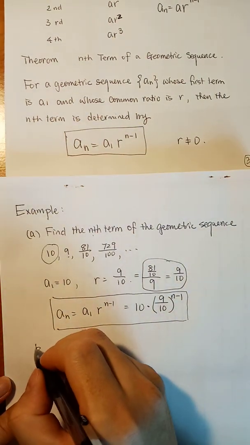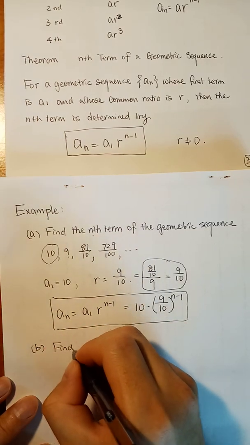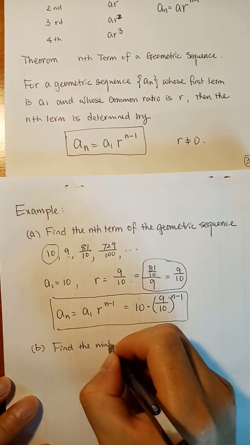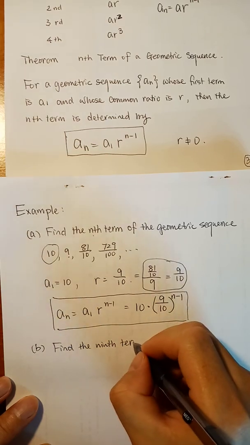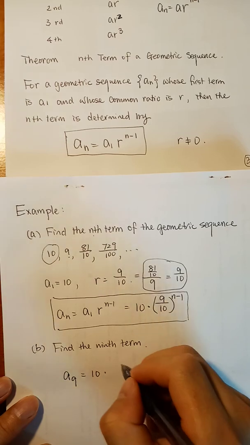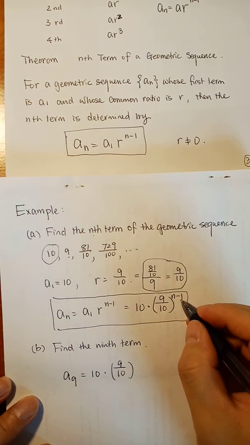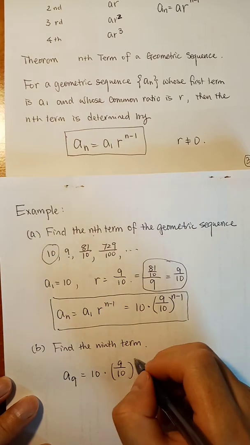After you get the general term, nth term, find the ninth term. The ninth term, of course, is just A9. A9 is 10 times 9 over 10 to 9 minus 1. Be careful, it's not to 9th power, it's to 8th power.